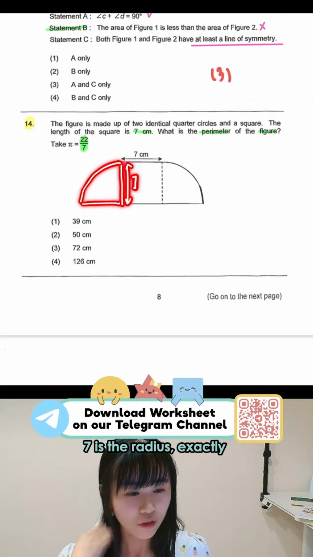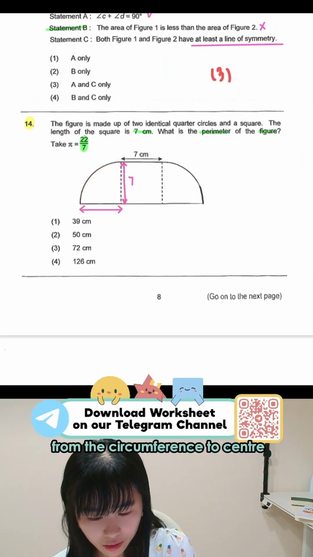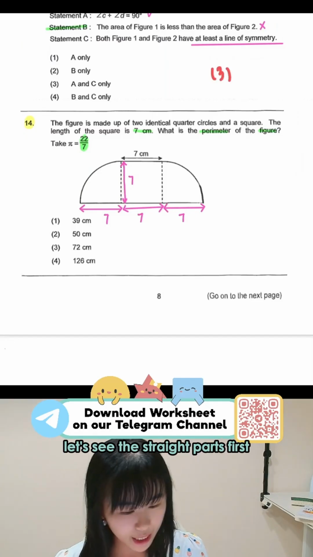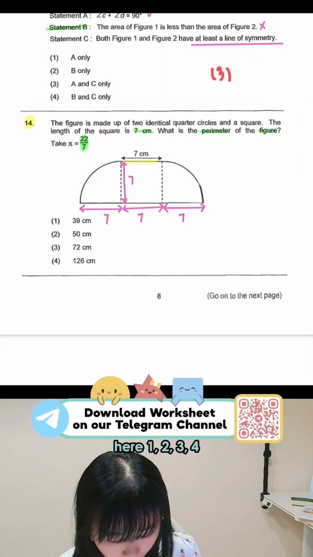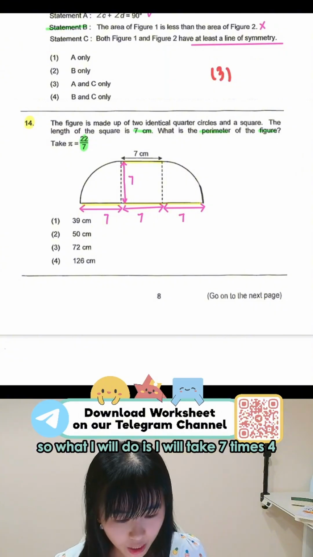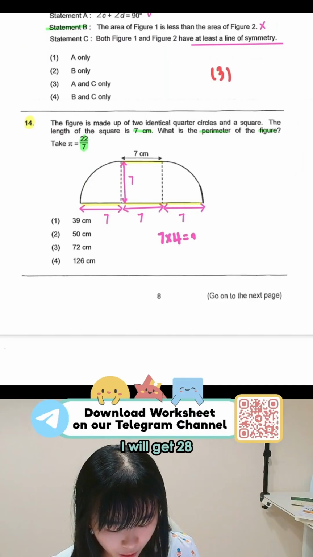7 is the radius, exactly. If it's the radius, from the circumference to the center, it's also going to be 7. So once I fill everything, I want the perimeter of the figure, right? Okay, let's see the straight parts first. Here, 1, 2, 3, 4. I got 4 straight parts in the perimeter I need to find. So what I will do is I will take 7 times 4, I will get 28.